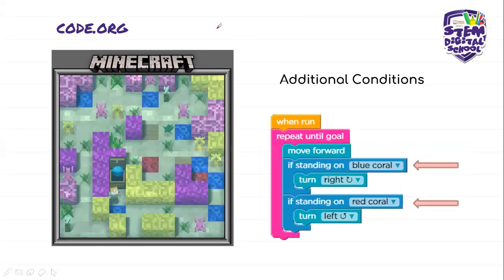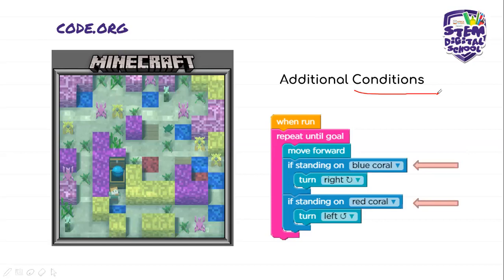Here we have some additional conditions. For example, in our previous one, we only had when run and it repeated until goal, but move forward, and it would have only moved forward. It wouldn't have done anything else. Now over here, we are adding some additional conditions, okay? Some extra commands over here.